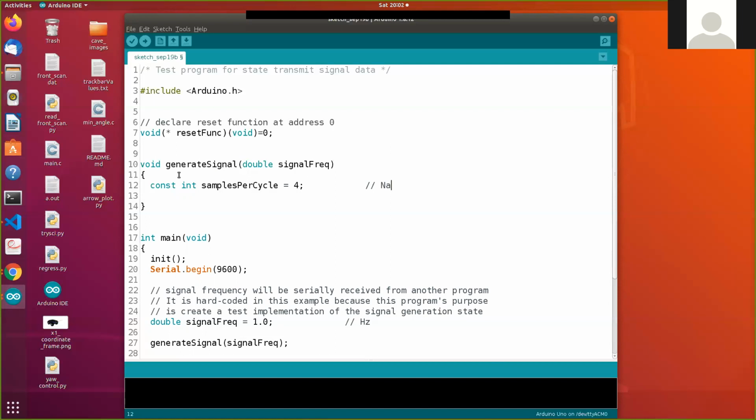So I'm going to just put a note here that the Nyquist sampling rate minimum is 2. Just because if I want to come in and change the code later, I want to make sure I don't put it down below 2.